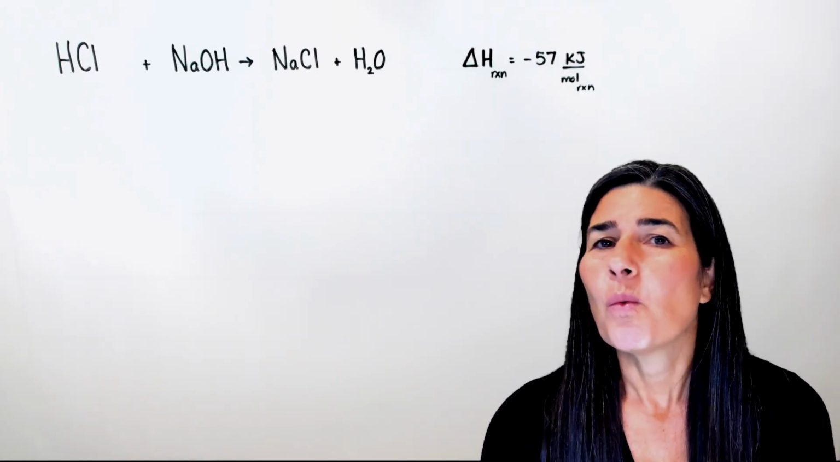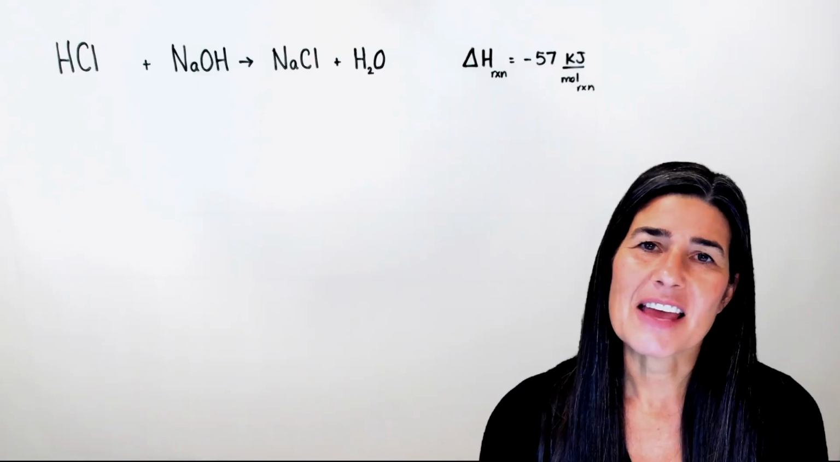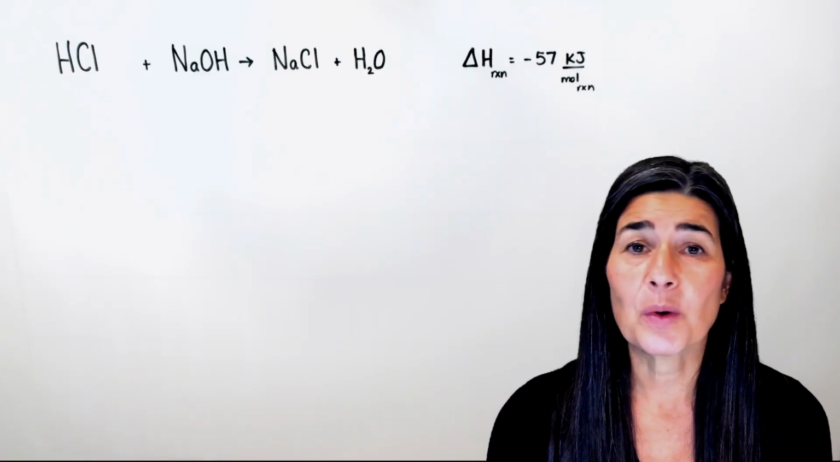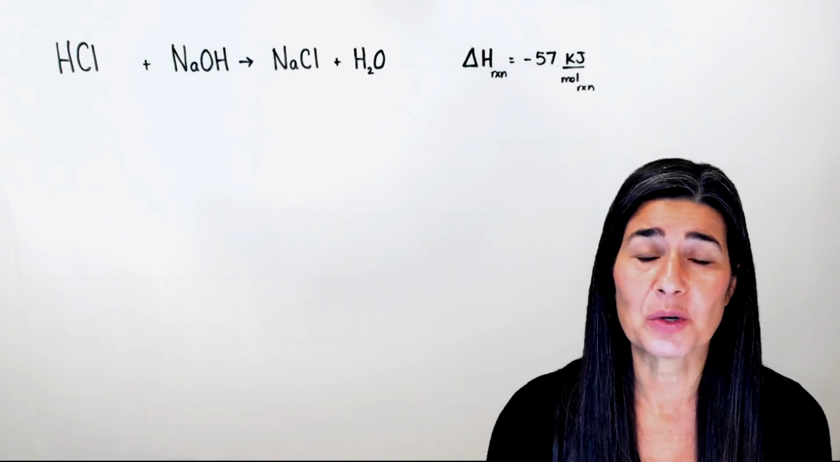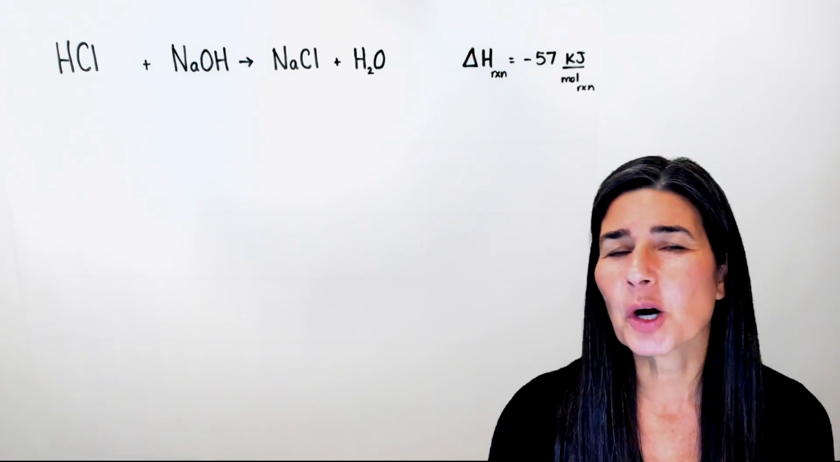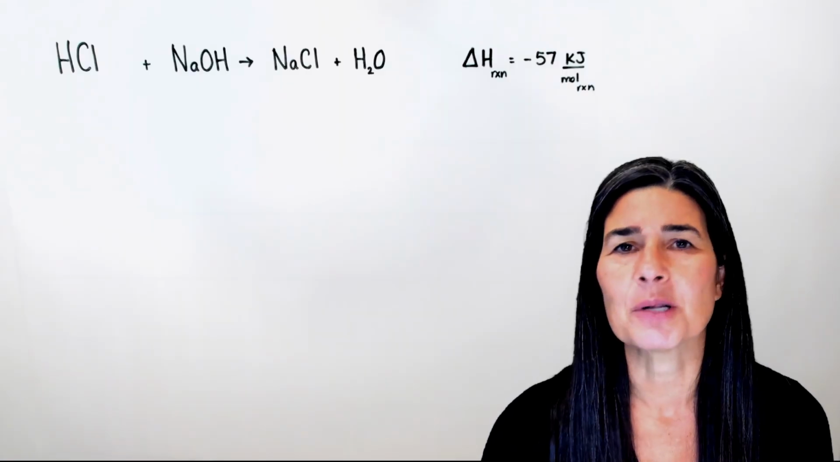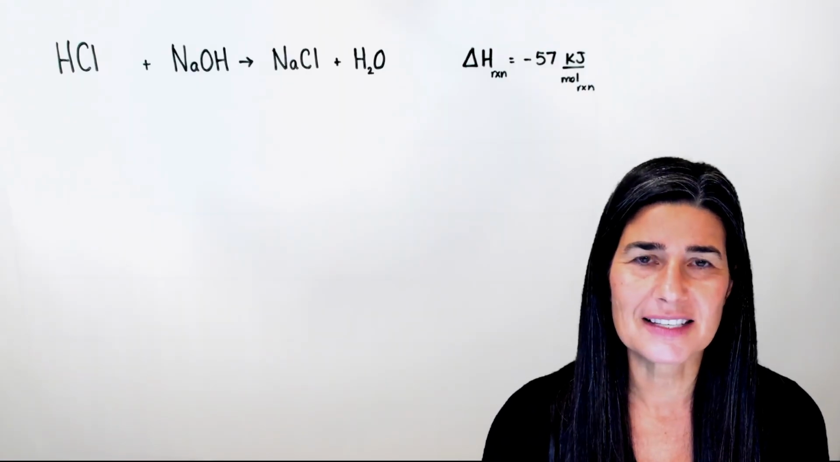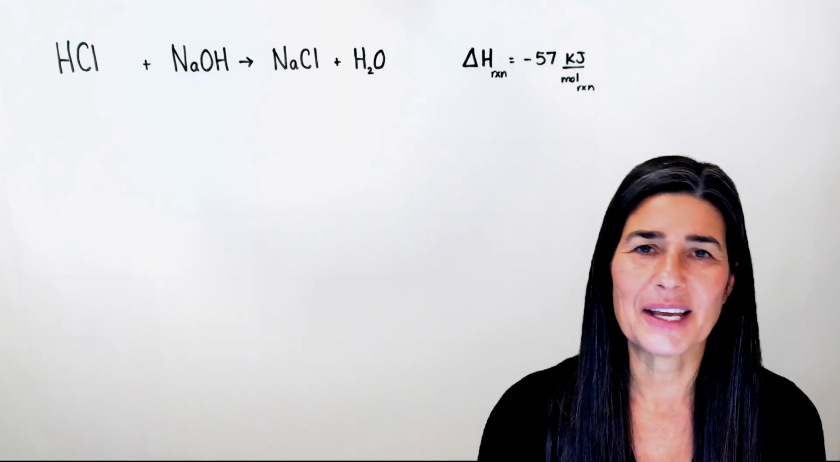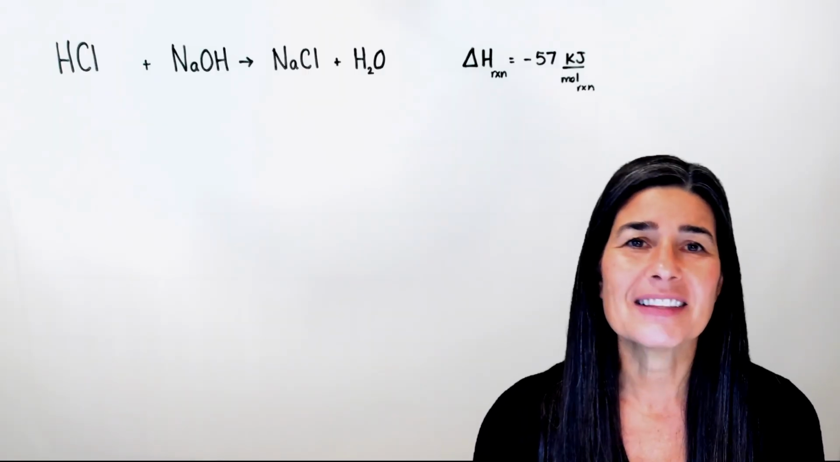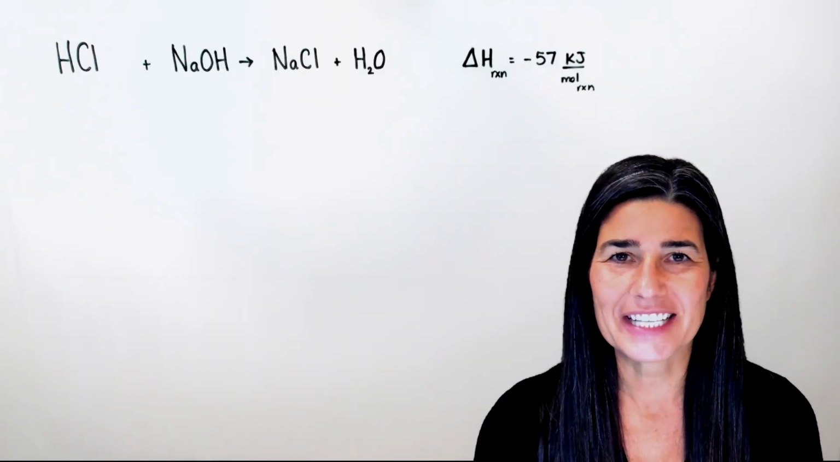Part A, what would the heat release be if we mixed 50 mL of 1 molar hydrochloric acid with 80 mL of 2 molar sodium hydroxide? Then in part B, they'd like us to determine what would happen if we doubled the amount of sodium hydroxide, and in part C, what would happen if we doubled the amount of hydrochloric acid. Let's go ahead and start by writing down our data.